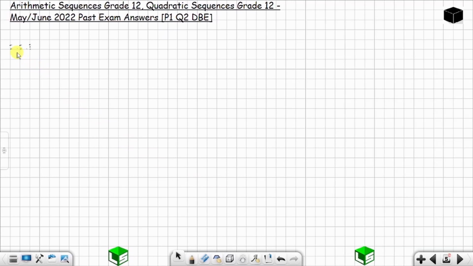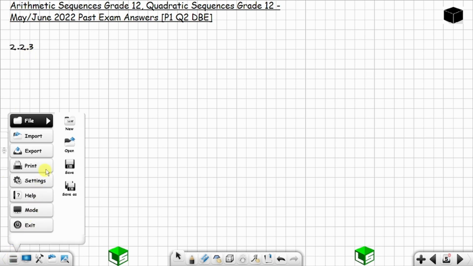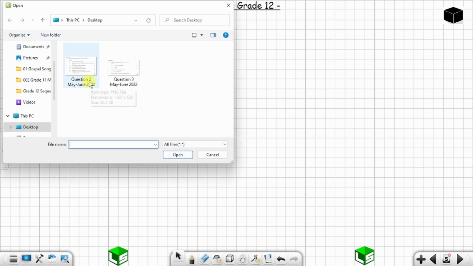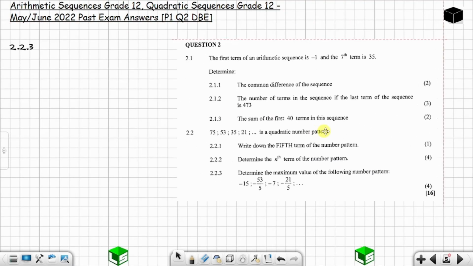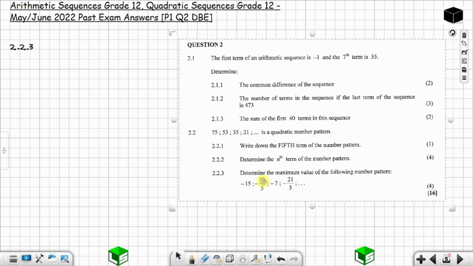Okay, now it's 2.2.3. Let me get the question. Question 2 from May, June 2022. Now it's 2.2.3. Determine the maximum value of the following number pattern. Okay, this is the number pattern. You have to determine the maximum value in the number pattern. You can see you have negative 15, negative 53 over 5, negative 7, negative 21 over 5, and so on. So there is a maximum value in this number pattern. You need to determine that maximum value.